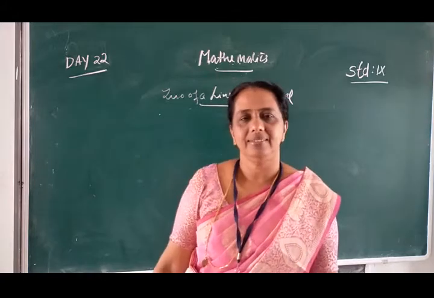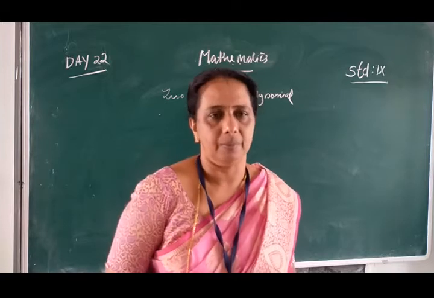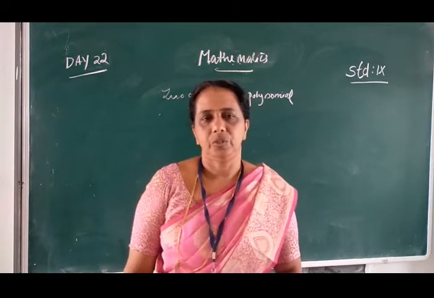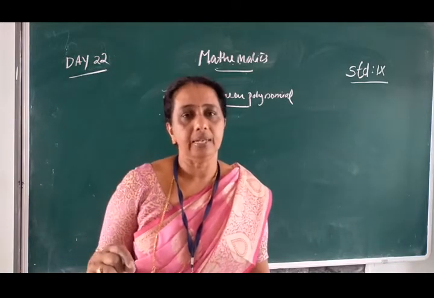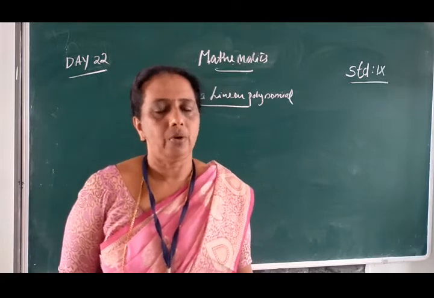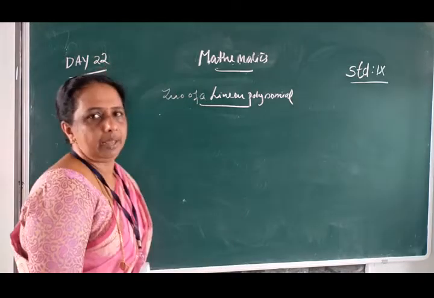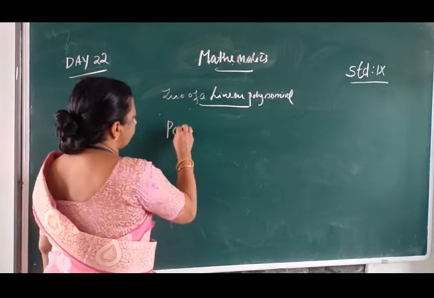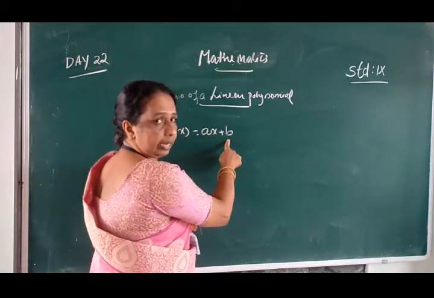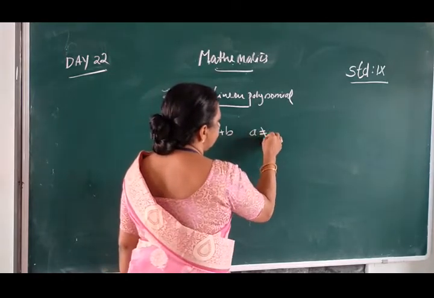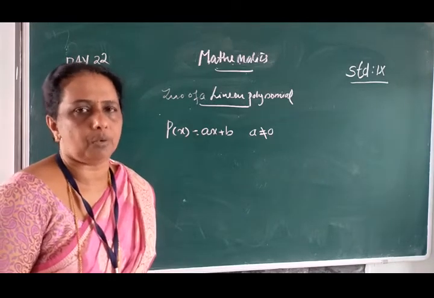Good morning everybody. In the previous class we already studied the zero of a polynomial. Today we will discuss the zero of a linear polynomial. We already studied the standard form of a linear polynomial in the variable x, that is p of x is equal to ax plus b, where a and b are real numbers and a not equal to 0. We are going to study how we can find the zero of a linear polynomial.